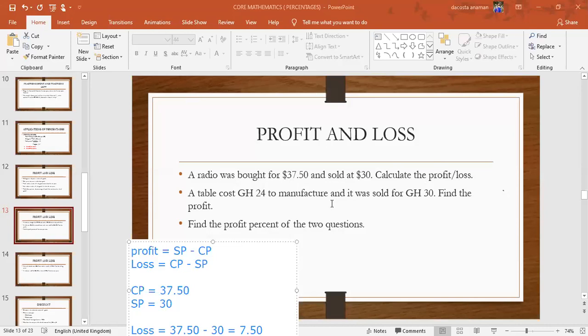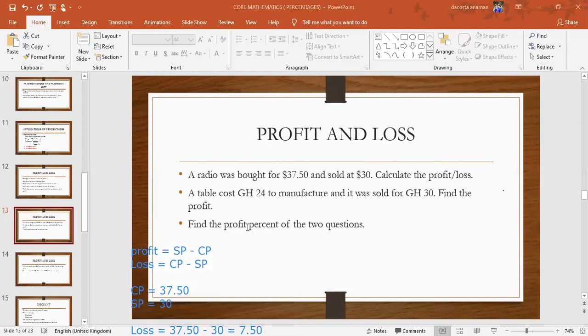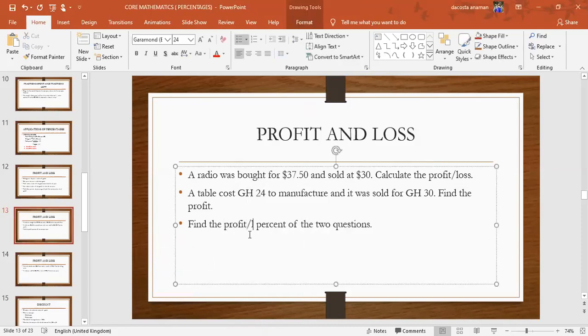Now, the next question is to find the profit or loss percent of these two questions. Find the profit or loss percent on these two questions. So I've already given you the formula, and I gave you an assignment on it, so I'm not going to go over that. So find it and let me see the profit or loss percent on the two questions.